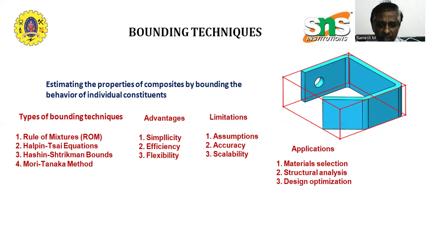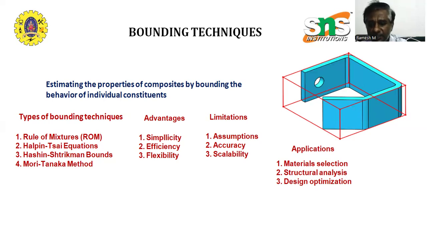What assumptions have we taken? Like elastic property. Then accuracy is also a very important parameter, because only for simple structures with simple loading conditions is it an accurate solution. Then for large-scale composite structures, it is not applicable. So bounding techniques have more limitations because of the assumptions we have taken. Now, what applications can we go for?